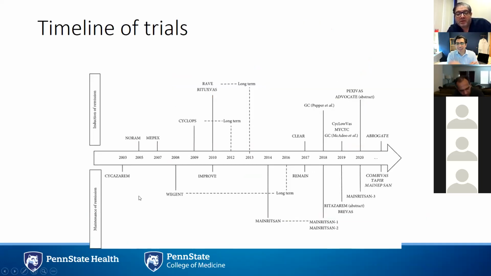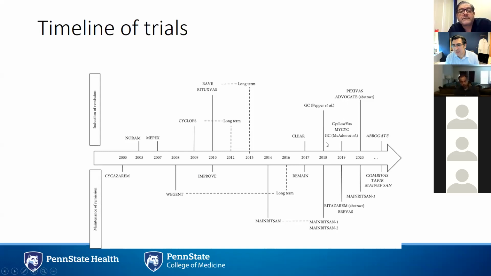So I kind of knew that by this time we will have the discussion that we will want to see the timeline for the trials as well. On the top part are the induction trials, on the lower are the maintenance trials. And here you can see the NORM-MAPEX trials back in 2005, 2007. And then this is Cyclops 2009, Rave rituximab, which I discussed, is 2010. And then there are some long-term data as well. And then more recently, this Advocate trial, which I just presented.